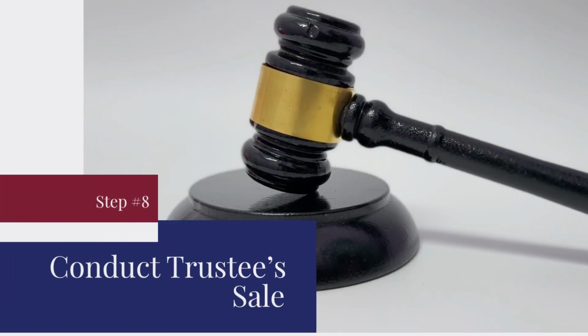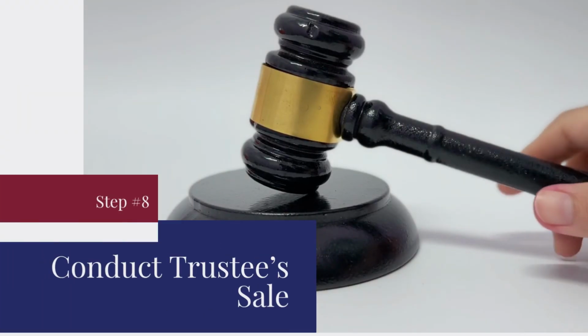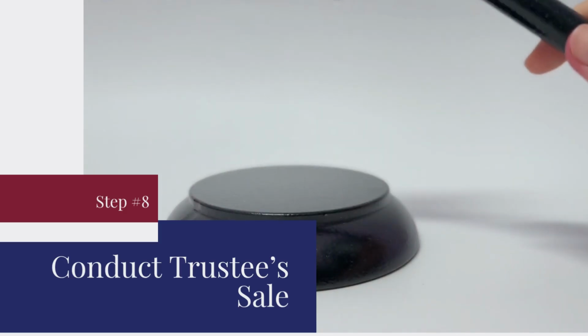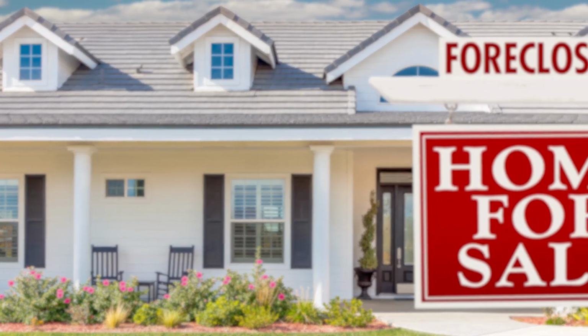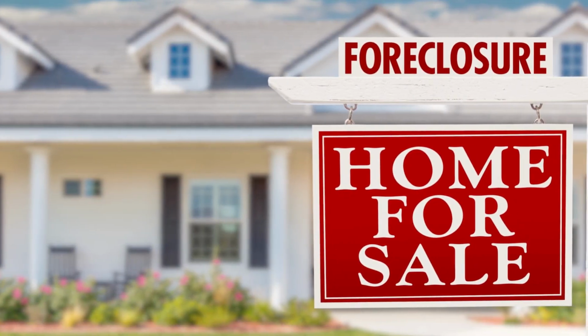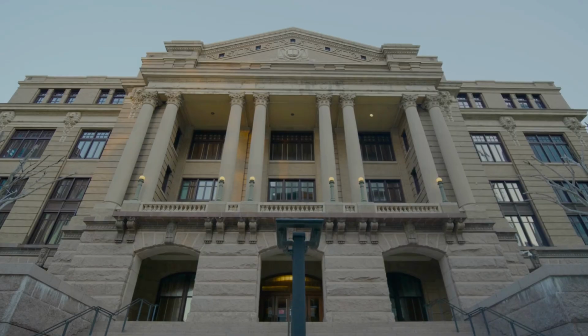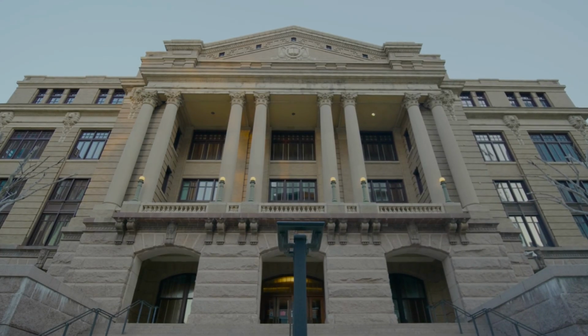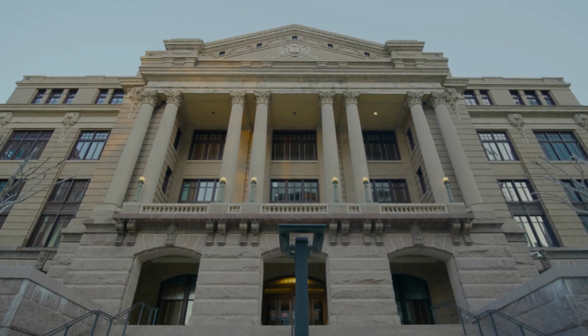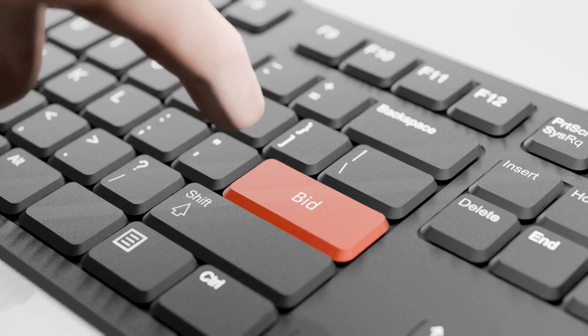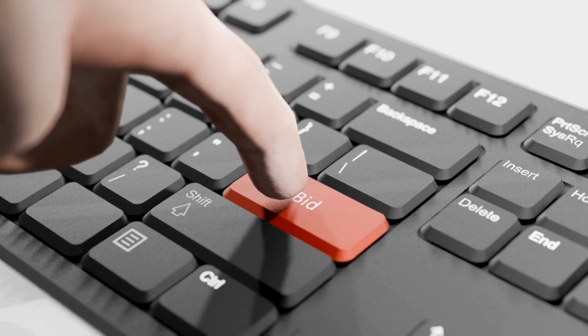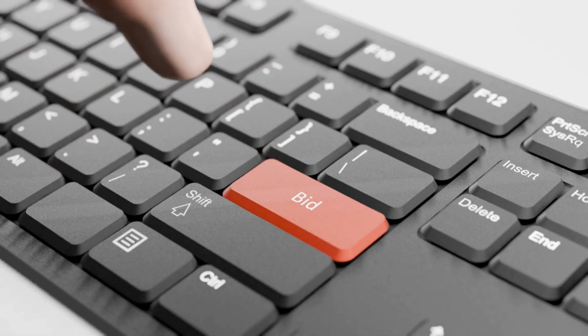Step 8. Conduct the trustee's sale. If the borrower fails to pay off the entire balance that is due, the foreclosure sale will be conducted on the first Tuesday of the month at a designated spot at the county courthouse within the hours specified in the notice. As the note holder, you can bid up to the total amount of the indebtedness to retake ownership of the property.